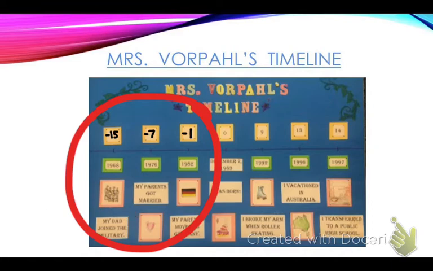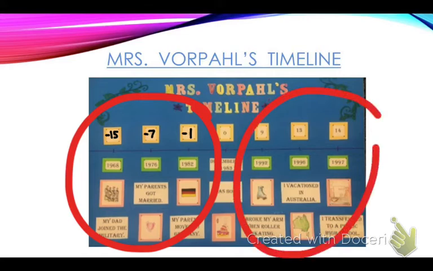Okay? Moving on to the next one. -1, that means 1 year before my birthday. In the year 1982, I wrote down that my parents moved to Germany. Okay? And then that brings you to my birthday. Now, there are some events that happen after my birthday.